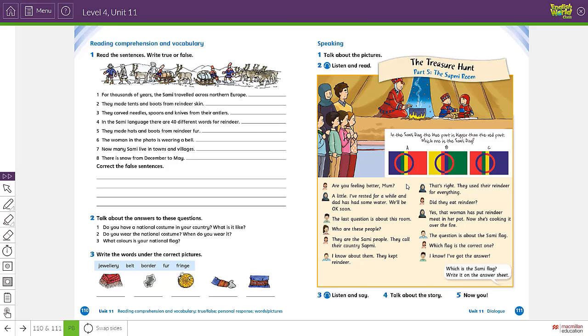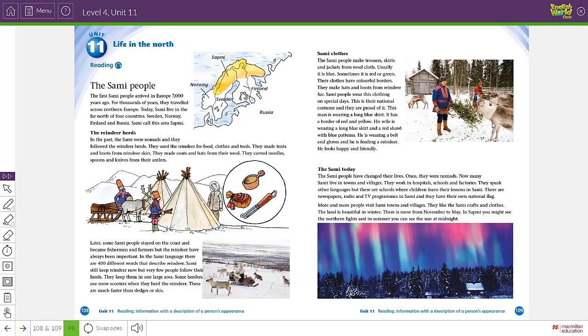Sapmi room. The place of the Sami people, we call it Sapmi room. And the question was to determine which flag belongs to the Sami people. In the Sami flag, the blue part is bigger than the red part. And the answer was C, letter C. We had also something about life in the north. We talked about the Sami people. You remember the Sami people?